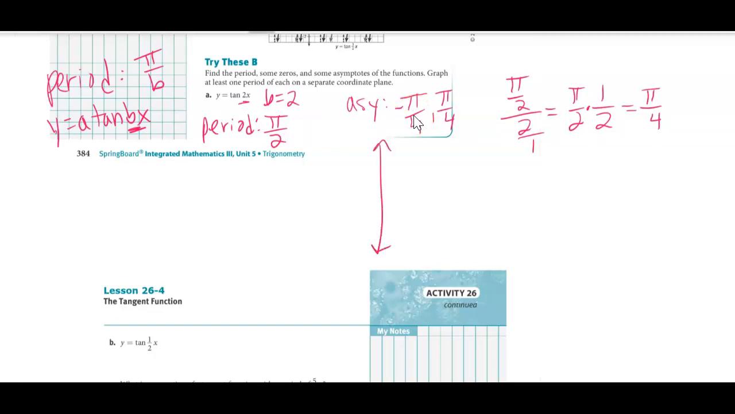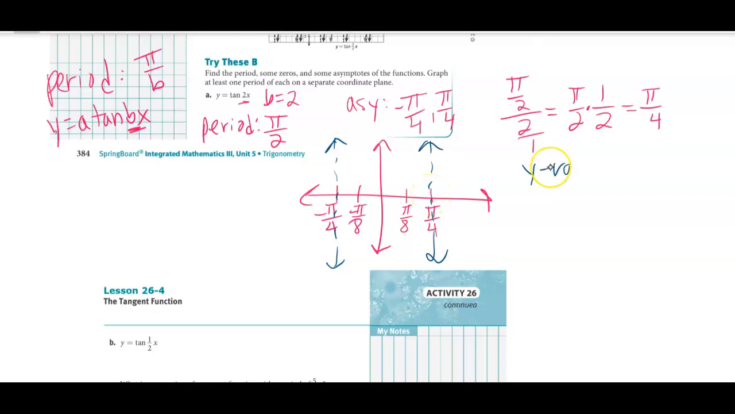So when I go to sketch my graph, I'm going to start by putting my asymptotes. 2 marks left, 2 marks right. Negative pi over 4, pi over 4. And then half of that is doubling the denominator again. So I got negative pi over 8, pi over 8. I've got these asymptotes out here. And then my y values are negative 1, 0, 1. And I would multiply those by a. But this one doesn't have an a. A is just 1. So those are just my y values. So I've got negative 1, 0, 1.